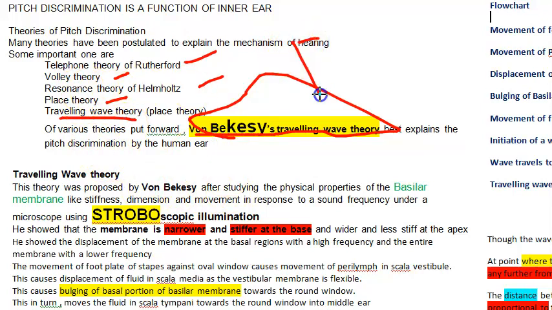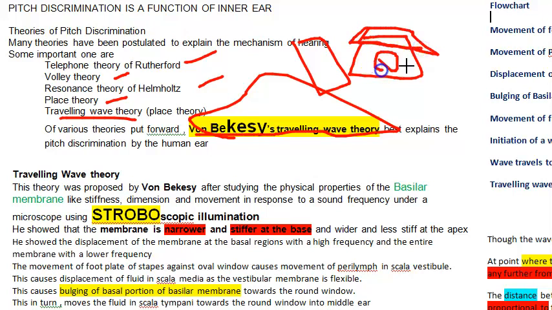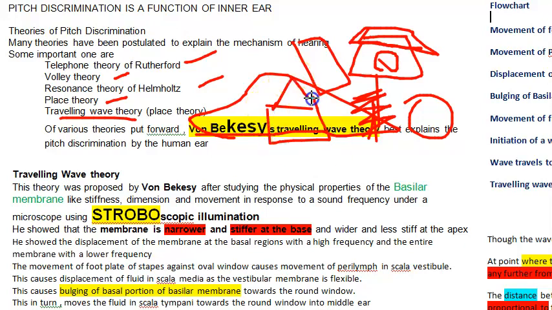Telephone theory. Let's draw a telephone here, an old-style telephone. Volley theory, a volleyball type, just to remember. Resonance theory, some resonance, resonating, vibrating. Place theory, some place. Let's draw some place. What place shall we draw? A home. Okay.